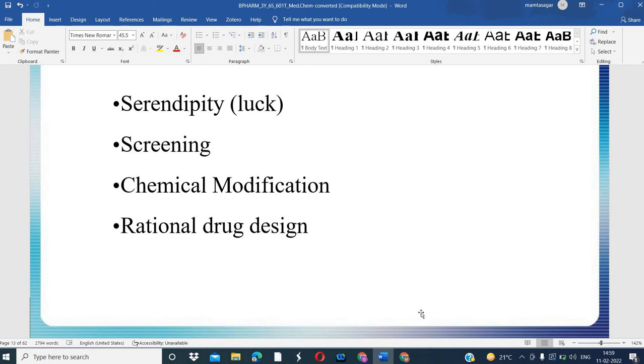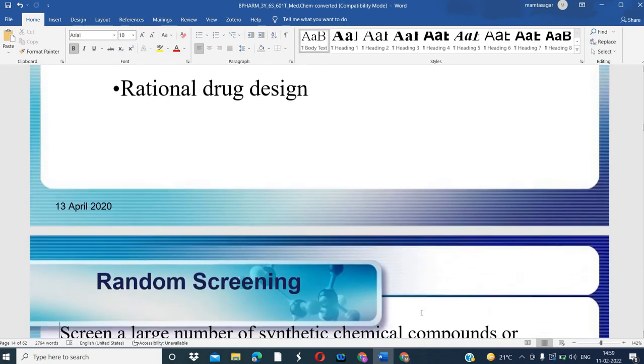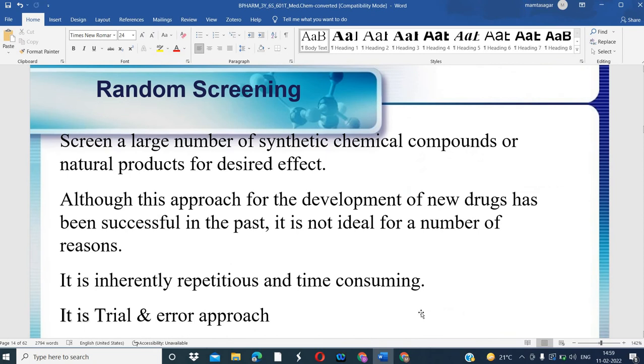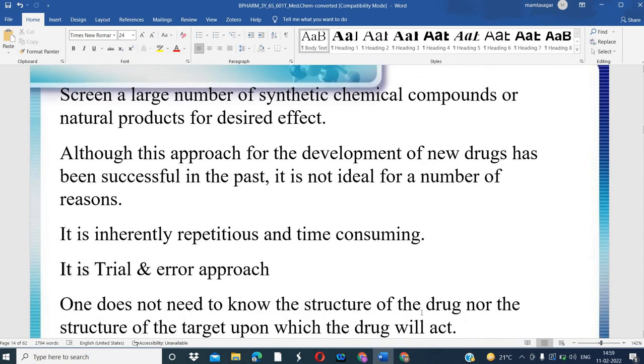Okay, this is the kind of work that we do in drug designing. That is the drug design. Random screening: screen a large number of synthetic chemical compounds or natural products for the desired effect. As I have already told you, you can use the virtual screening method. What is the virtual screening method? We screen a lot of compounds against a target.